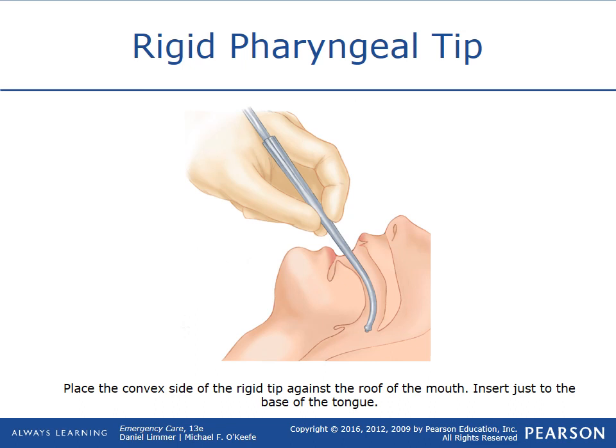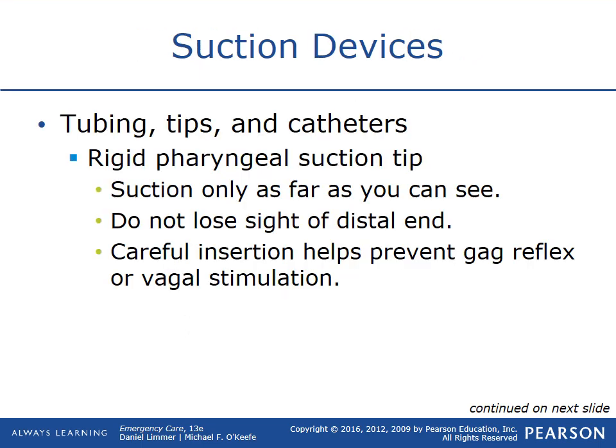And when you suction, you put it into the patient's mouth. There's usually a hole somewhere along the side of the suction tip. You need to cover that hole with your finger in order for suction to happen. So, the rigid pharyngeal suction tip: suction only as far as you can see. Don't lose sight of the distal head, the one farther away. Careful insertion helps prevent gag reflex or vagal stimulation.